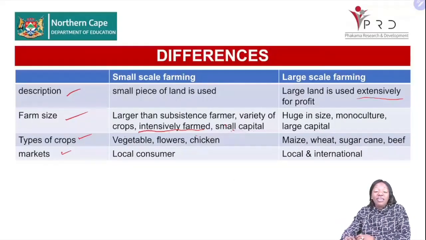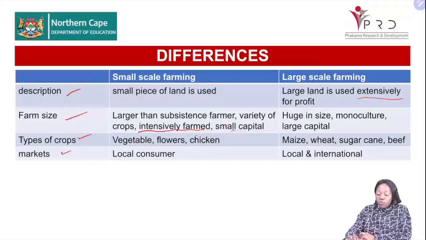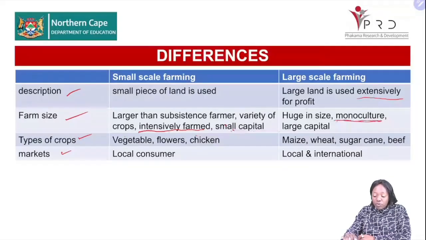Then where else in the large scale farming? Huge in size, monoculture, very important because the examiner can ask you what is monoculture. Monoculture, it means you are only focusing on one crop at a time. And large capital. Why large capital? Because you still need to buy the machines, you still need the irrigation system. So there are so many things that you need, hence you need a large capital.